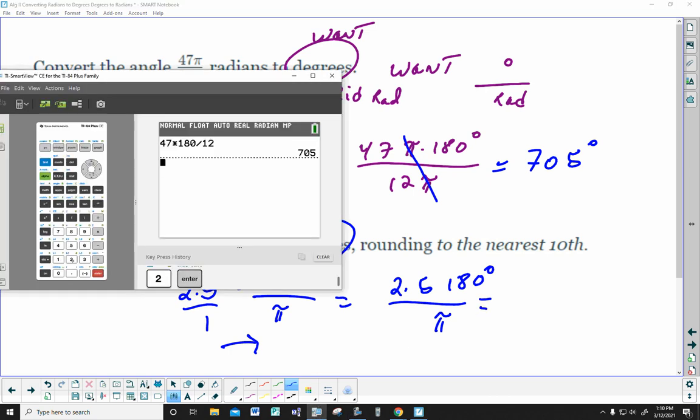So 2.5 times 180 divided by pi, which is shift and the exponent button, second exponent button, enter. It said round to the nearest tenth, so that would be the first decimal place. This is a 3, so it's lower, so this all gets chopped off. 143.2.